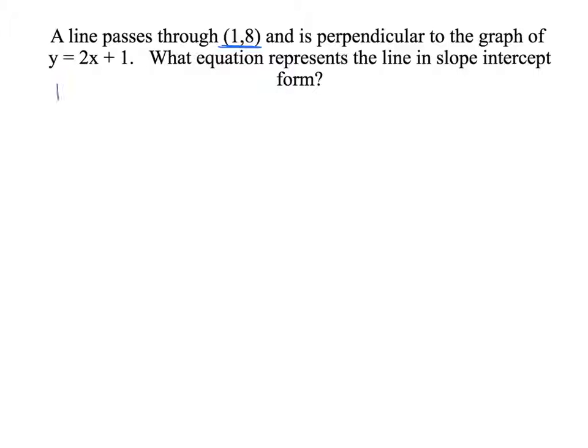So the slope in this equation is 2. So the slope we want to use for our equation, the opposite reciprocal, is going to be negative, because that's a positive. Now 2, that would really be 2 over 1. So we want to flip that upside down, and our slope is going to be -1/2. And it's going to go through the point (1, 8). So we have a slope, we have a point.